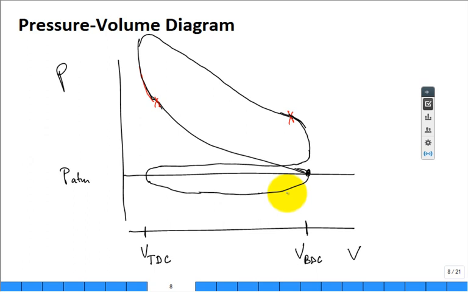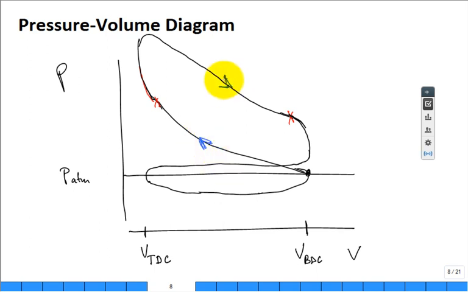So this would be a good diagram. If you had a good pressure sensor in the cylinder, you could measure that and then plot it. And yes, they have the capability of high-speed data acquisition to do that and generate these plots. So this is kind of the compression stroke.